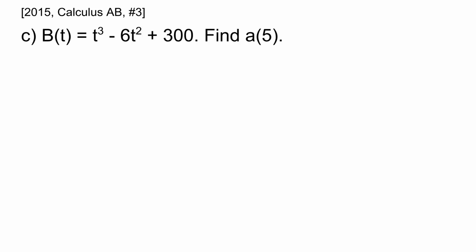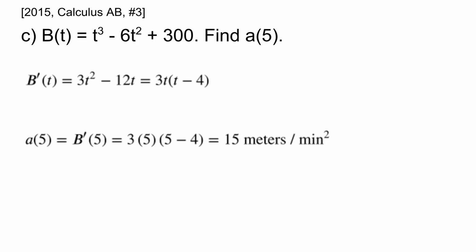In part C of this question, we have a second runner, Bob, whose velocity is given as t cubed minus 6t squared plus 300. We are asked to find a of 5. We can easily calculate the derivative of b of t. That's just going to be 3t squared minus 12t equals 3t times t minus 4. And so a of 5, which would be b prime of 5, would just be 3 times 5 minus 4, which is going to be 15 meters per minute per minute.